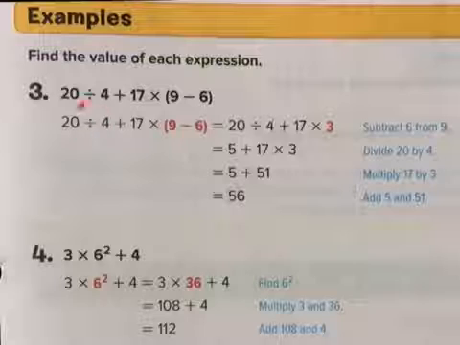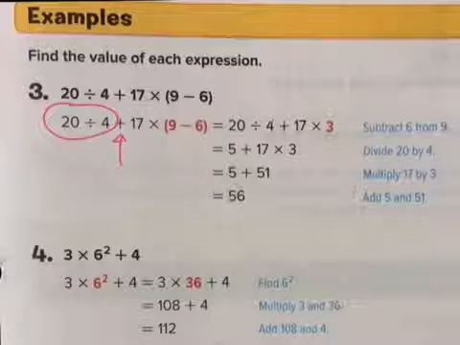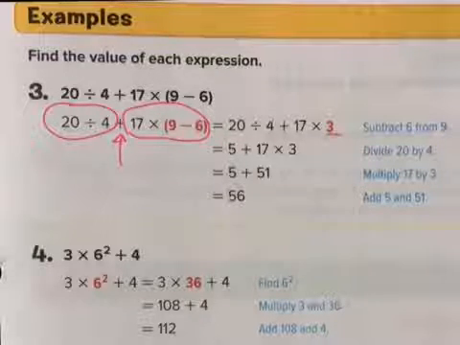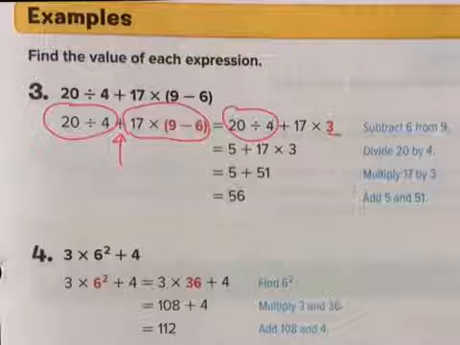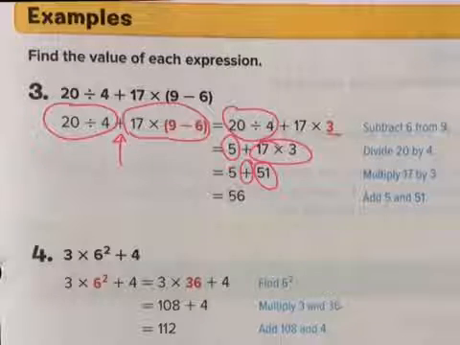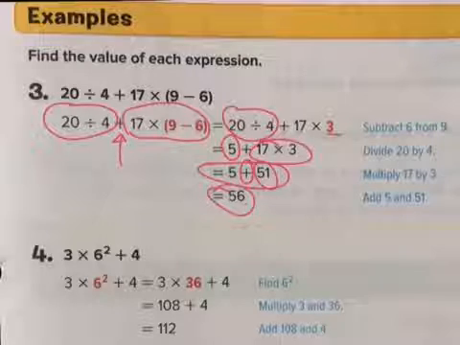Then you can work with your division, right? Right there, you would work with your division. Forget about the addition until the very end, because it's usually one of the last things you do. So then you solve here, and you get your 5, and you multiply your 17 times 3, which gives you 51, and lastly you do the addition of 5 plus 51 to get 56.